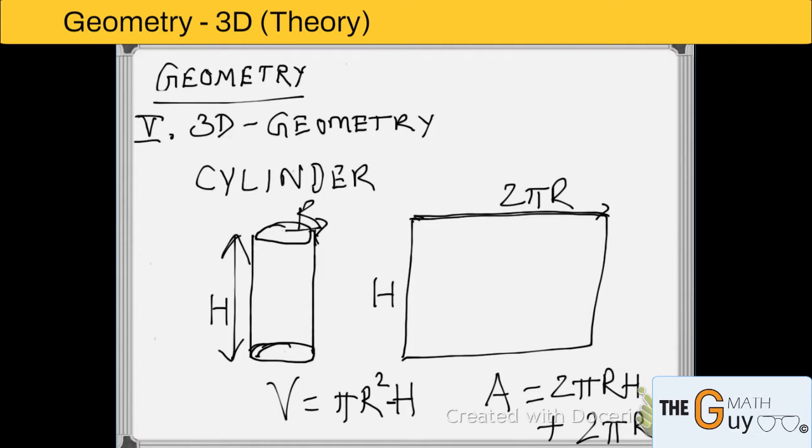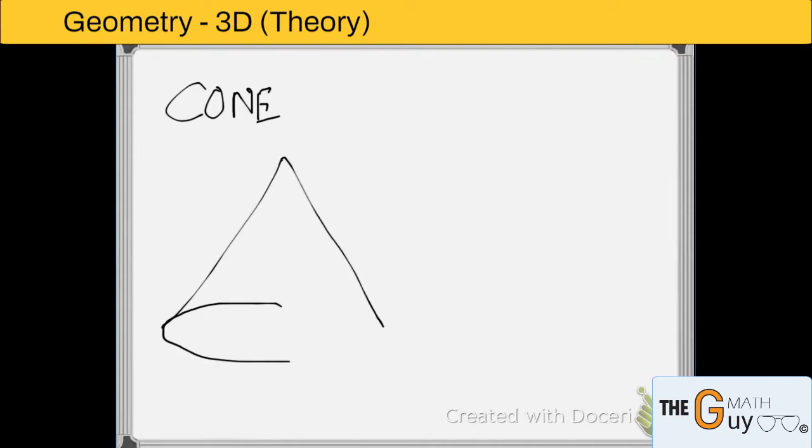Okay, let's try the next shape. The next shape is a sphere. Oh, actually, even before sphere, let's do cones. So a cone is basically a birthday hat. Okay, it's a pyramid with a circular base.